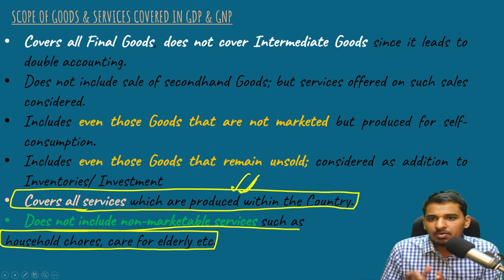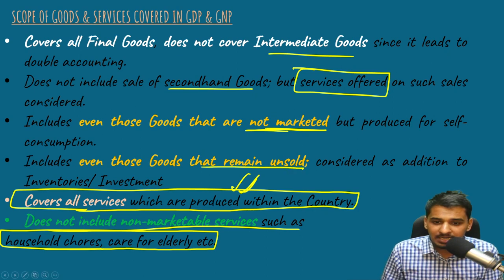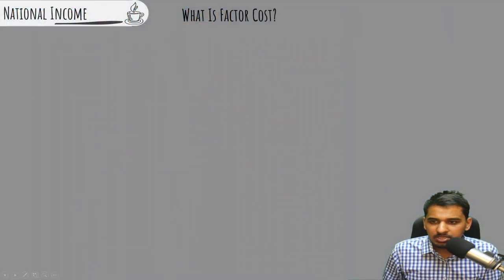So this is the scope of goods and services which are covered in GDP and GNP. Please remember this: intermediate goods are not taken. Second-hand goods are not taken, but the services offered are taken. Goods which are for self-consumption, even if not marketed, are taken. Goods that remain unsold are taken, and all services are taken. But it does not include non-marketable services, for which there are no charges, such as household chores or care for elderly. I hope this is clear.